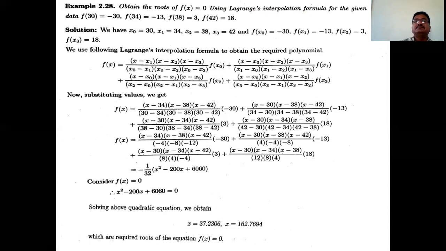So next problem, again on Lagrange's interpolation formula, the question is: obtain the roots of f(x) is equal to 0, the polynomial f(x) is equal to 0, using Lagrange's interpolation formula for the given data. So this is the given data. f of 30 is minus 30. That is, the values of x are 30, 34, 38, 42. So this data is given in this form, not in table form.